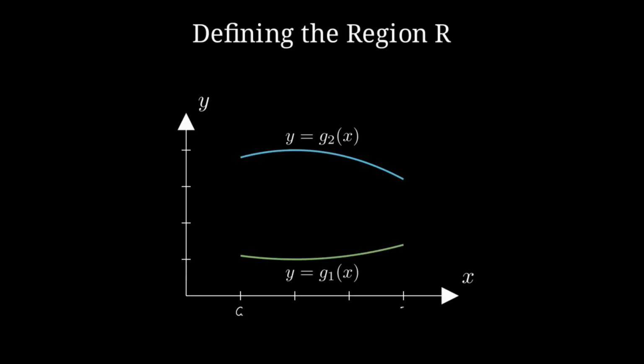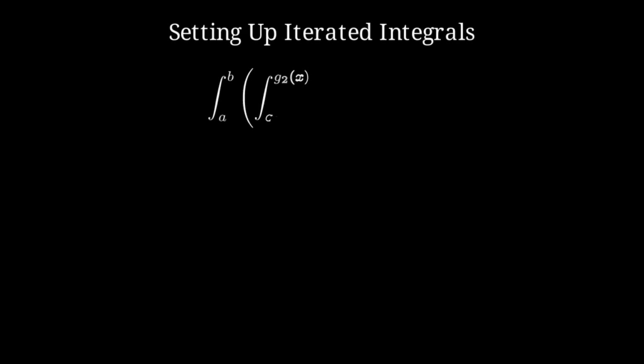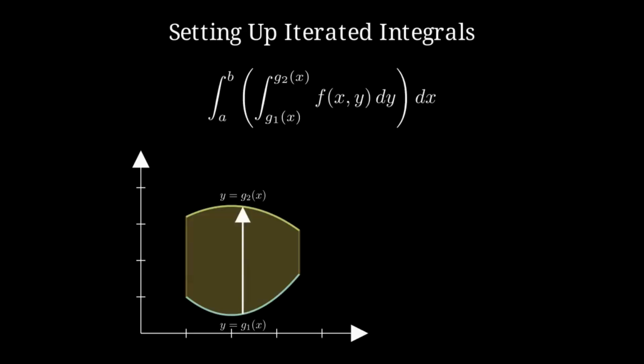In this example, we see a region bounded vertically by two functions of x, labeled g1 and g2, and horizontally by the vertical lines x equals a and x equals b. We translate the double integral into an iterated integral. We first integrate with respect to y, using the functions g1(x) and g2(x) as our limits, which captures the height of the region at any point x.